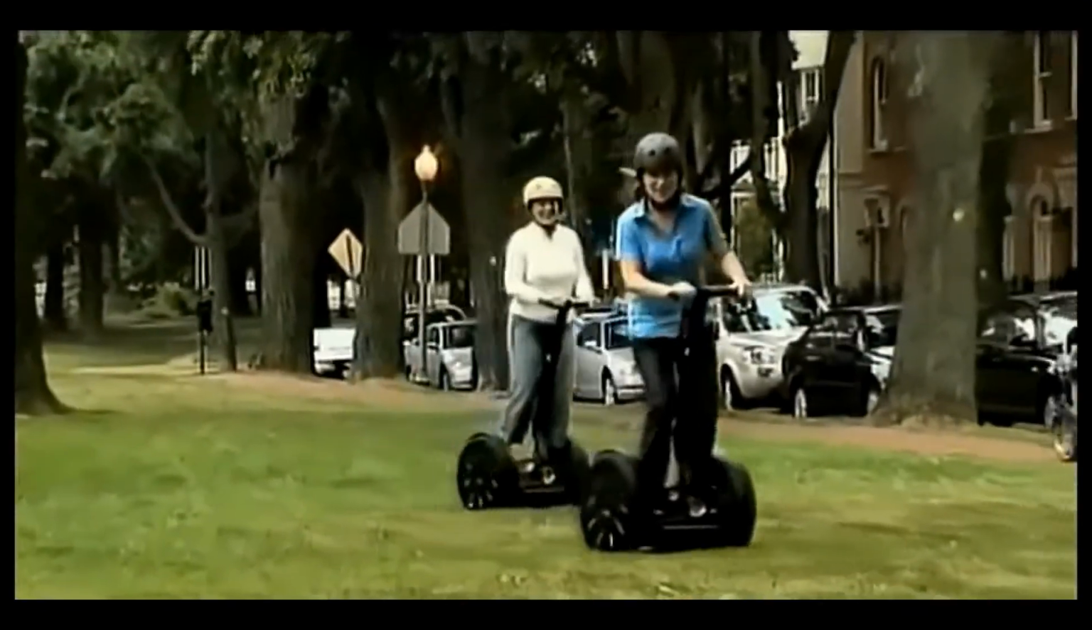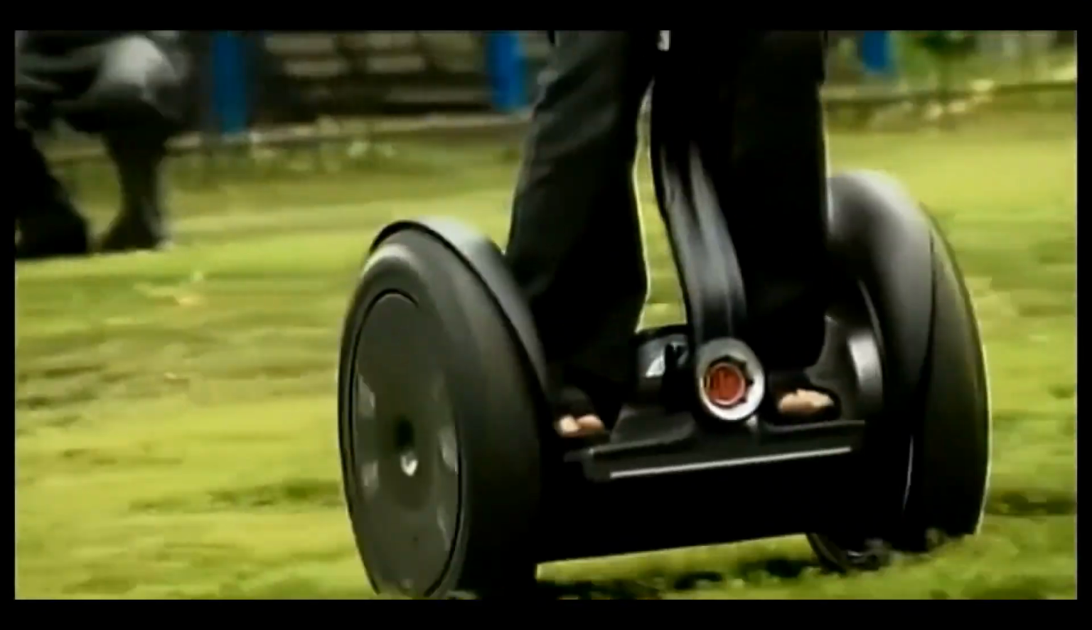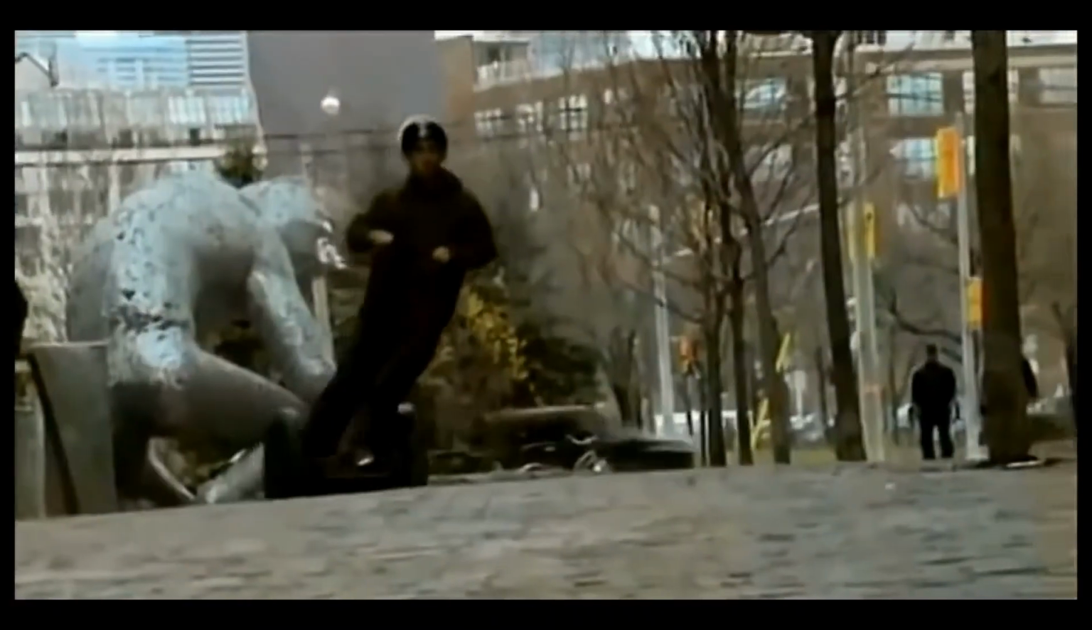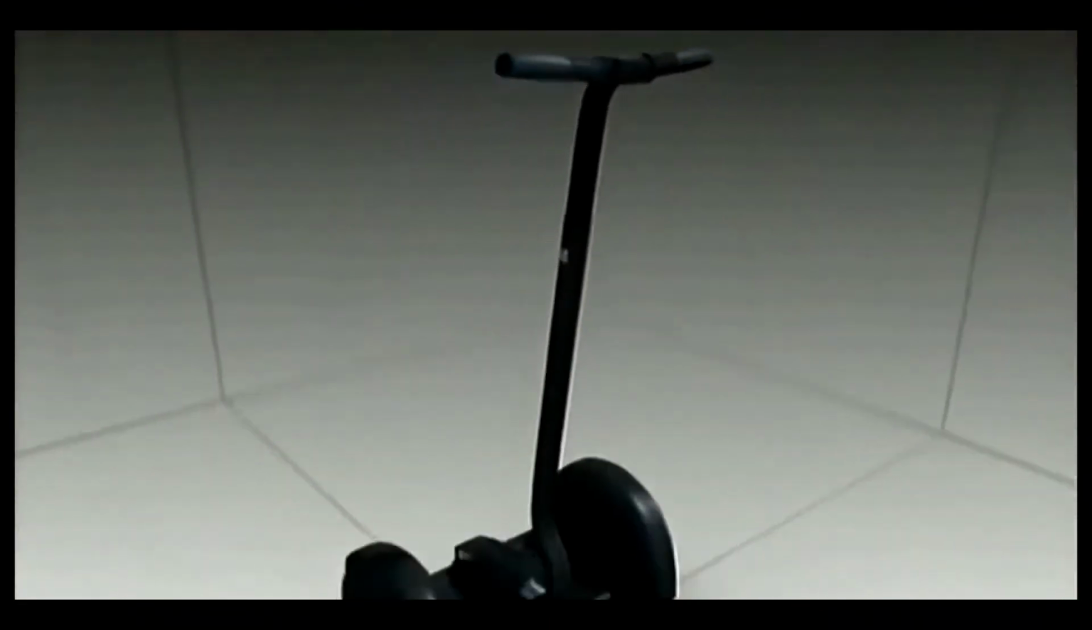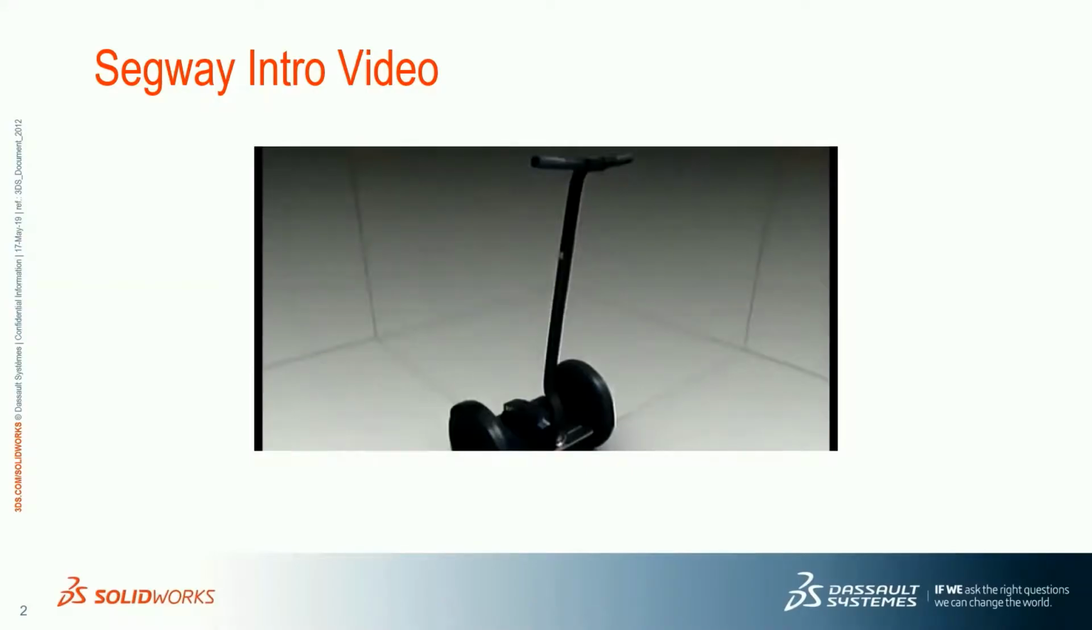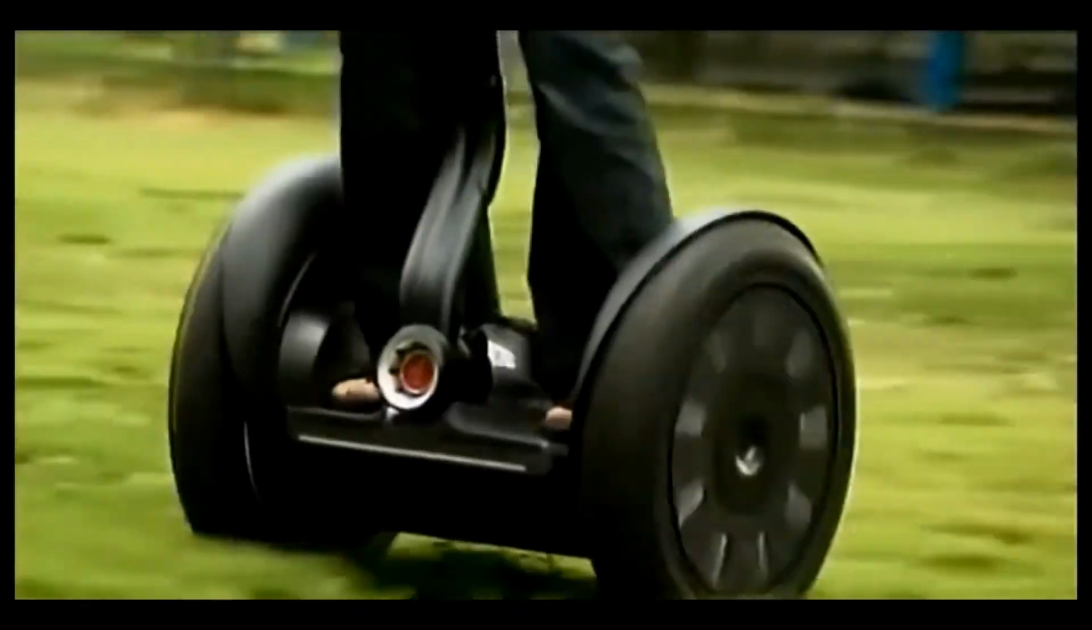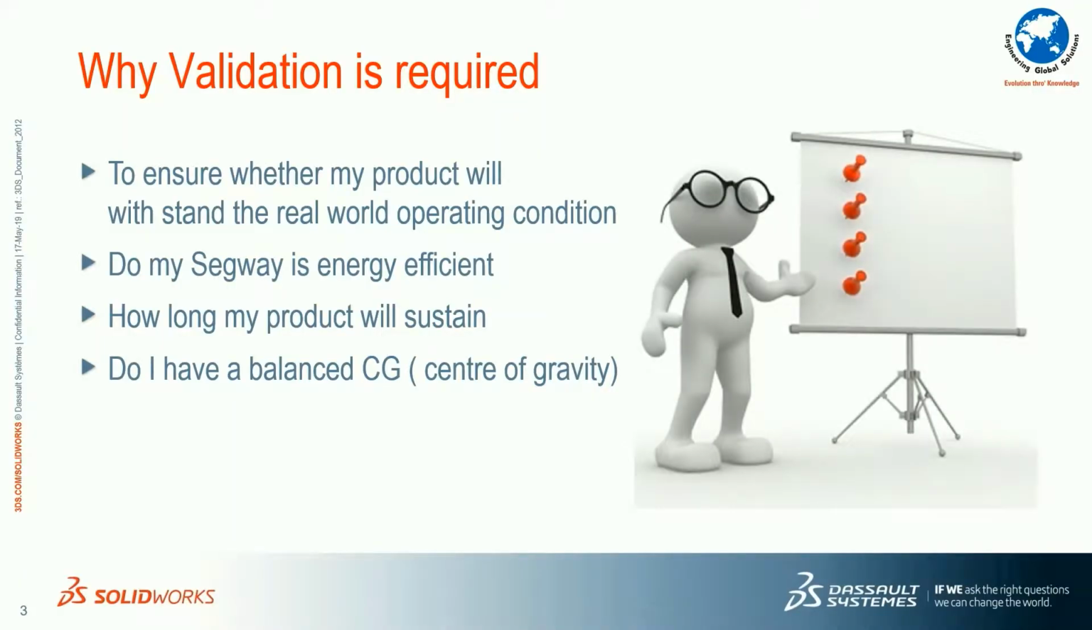So what is the complexity in the Segway? It has more complexity, like we need to locate our CG at a correct position, otherwise it will twist, and it needs to be more efficient because it's an electrical vehicle. So we have a lot of challenges. So let's see why validation is required for a Segway.